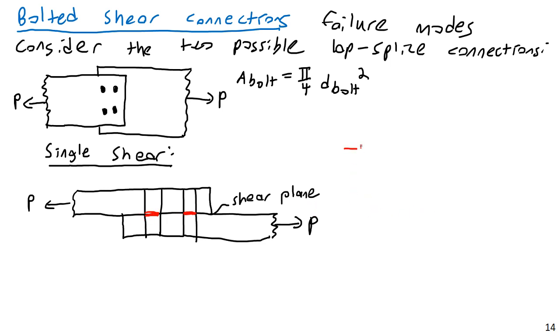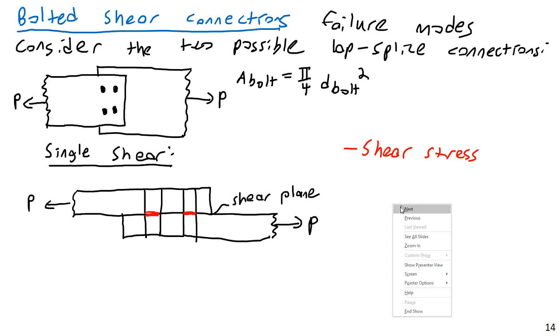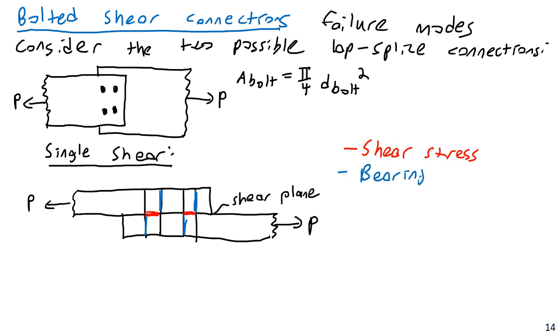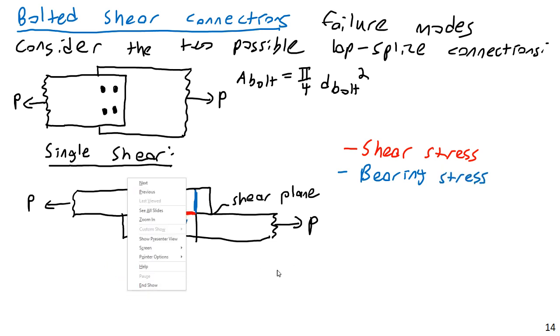So I'm going to use red for shear stress. And then I'll use blue for bearing stress. Bearing stress is when one bit of material butts up and is being forced against another bit of material, if you're not familiar with the term. So this would be in bearing, this would be in bearing, and this would be in bearing, and this would be in bearing. So this would be bearing stress. Shear stress and bearing stress. So we have a combination of shear and bearing.